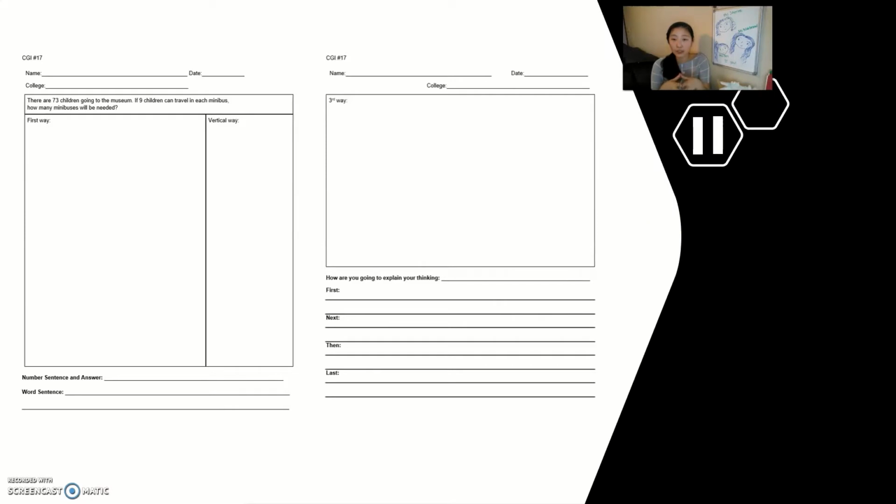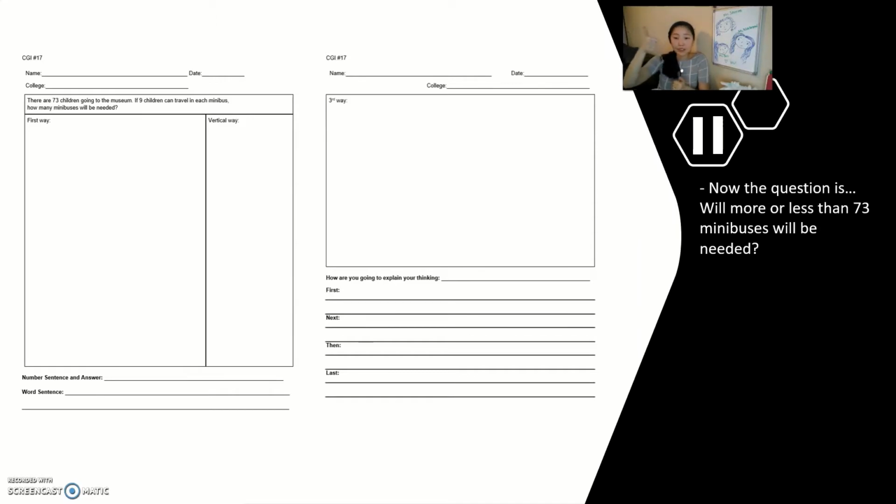So I really want you to get this page and really think about this question. If there are 73 children going to the museum, if 9 children can travel in each minibus, how many minibuses will we need? The question for your up and down today is, will we need more than 73 buses or less than 73 buses?